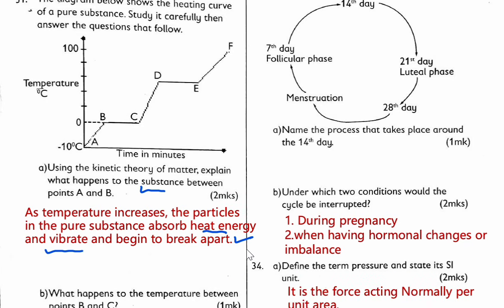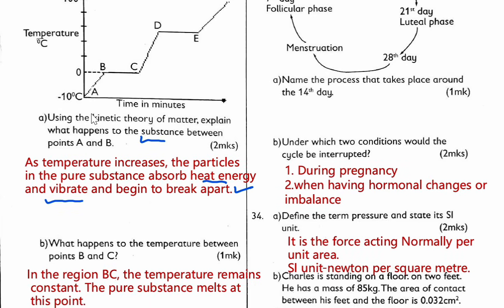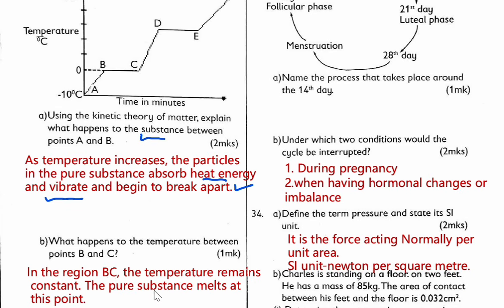Part B. What happens to the temperature between point B and C? Can you see here, between point B and C, it is a straight line, and therefore the temperature is 0. So the temperature is not changing. It is remaining constant. So I'm going to explain. So in region BC, the temperature remains constant, and the reason is because the pure substance melts at this point. So it is changing from solid to liquid. So that is the reason why the temperature is constant.